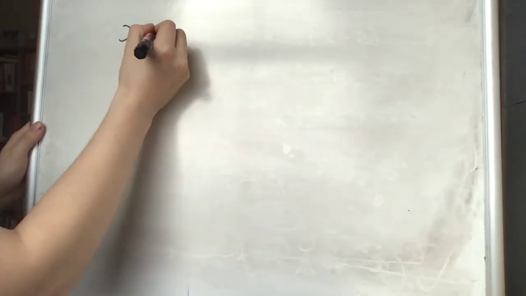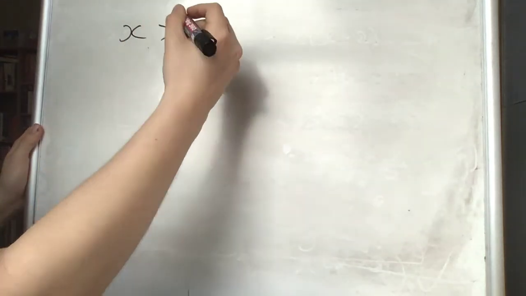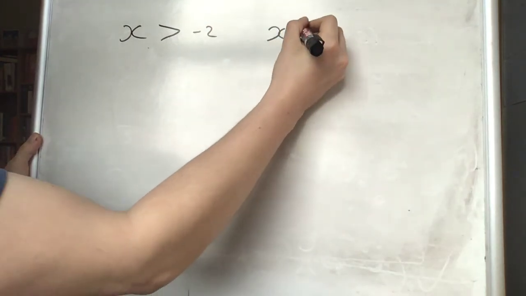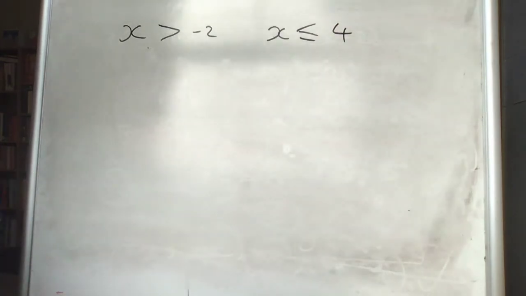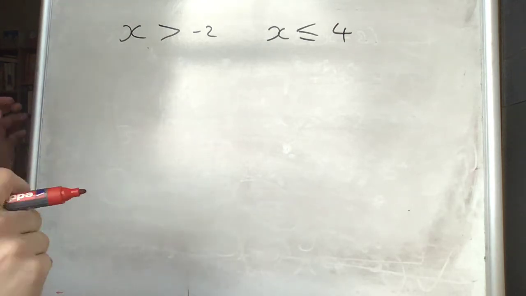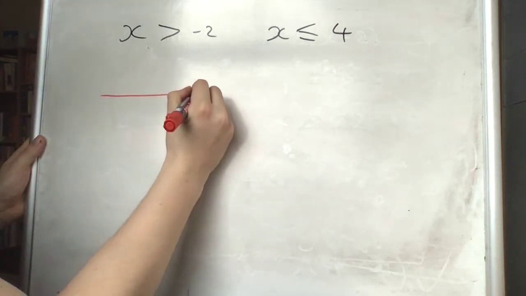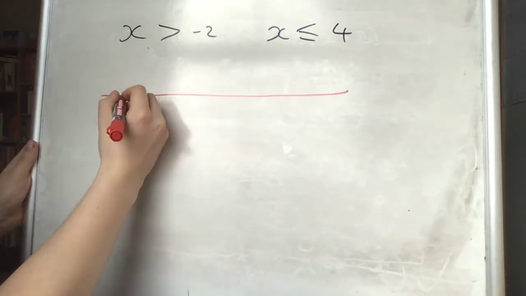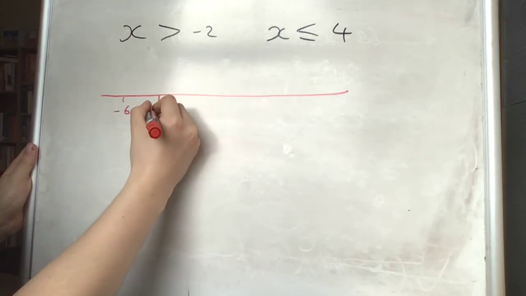So let's say we have something like x is greater than -2 and x is less than or equal to 4. Okay, so how would we do this? Now, excuse my lack of straight line here, but I'm going to try and draw a line across the screen like such, and we're going to then put some numbers on it. So this is going to be our number line.